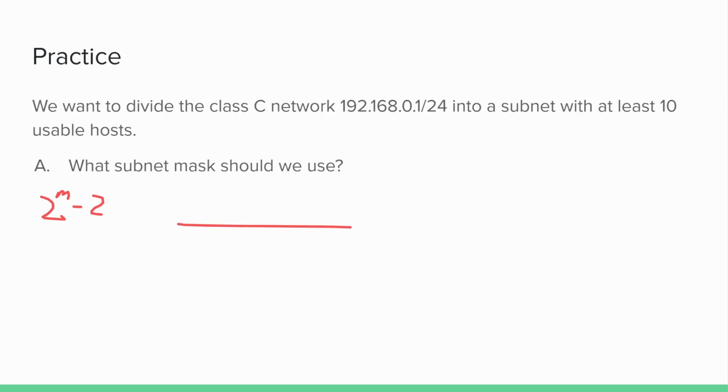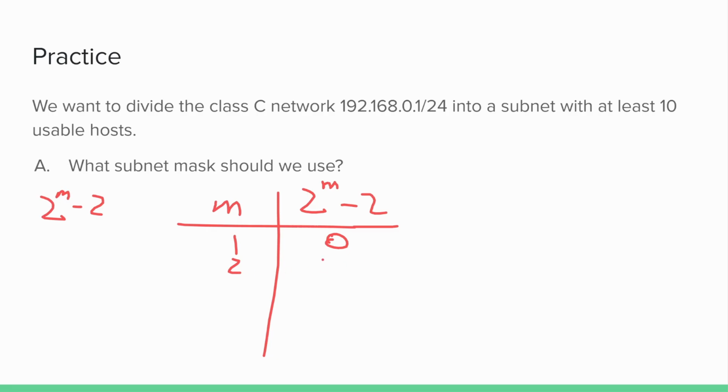In this case, we can make a bit of a table here, where we have m on the left side, and then the number of hosts, 2 to the m minus 2, on this side. Now we can go up. So here we know we need at least 10 usable hosts. If m is 1, this is going to be 0. The reason it's 0 is because there are only 2 addresses in this space, but there are already 2 addresses reserved, right?